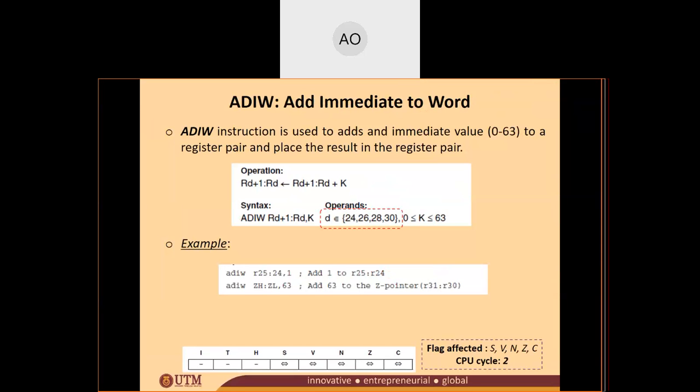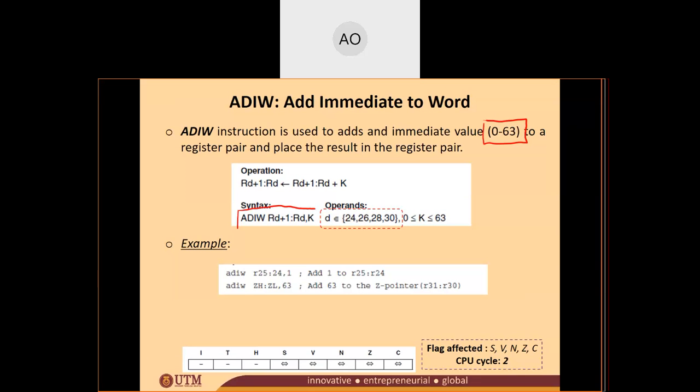Okay, next we have the ADIW. So ADIW apa pula ni? ADIW stands for add immediate to a word. The ADIW instruction is used to add an immediate value, which should be from 0 to 63, to a register pair and place the result in that register pair. So this is the syntax.